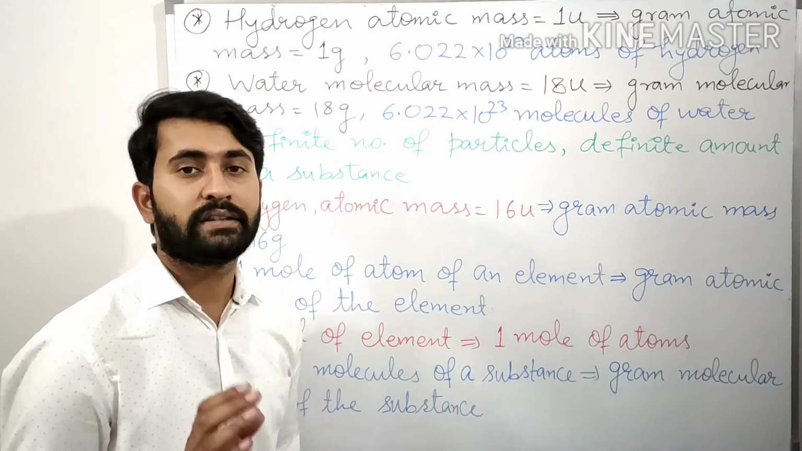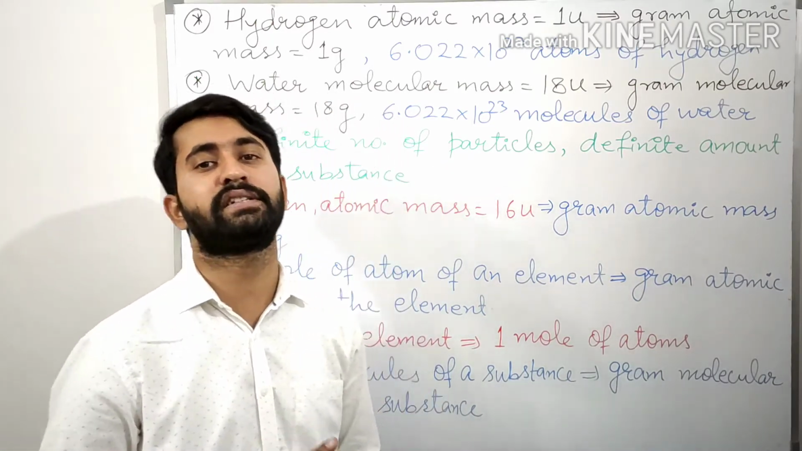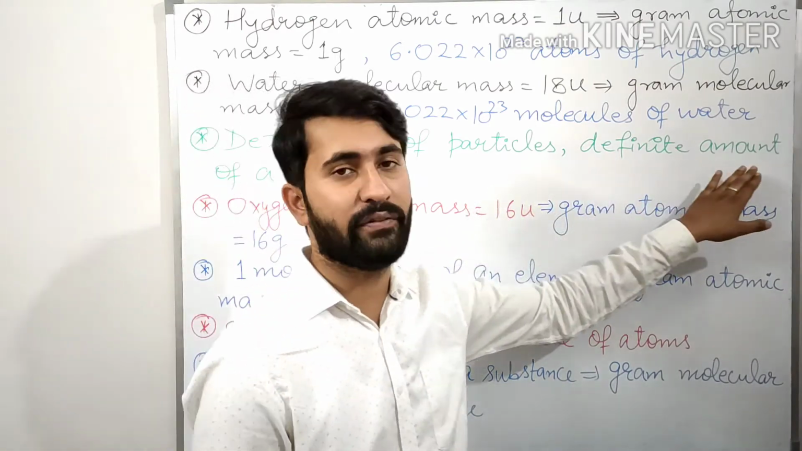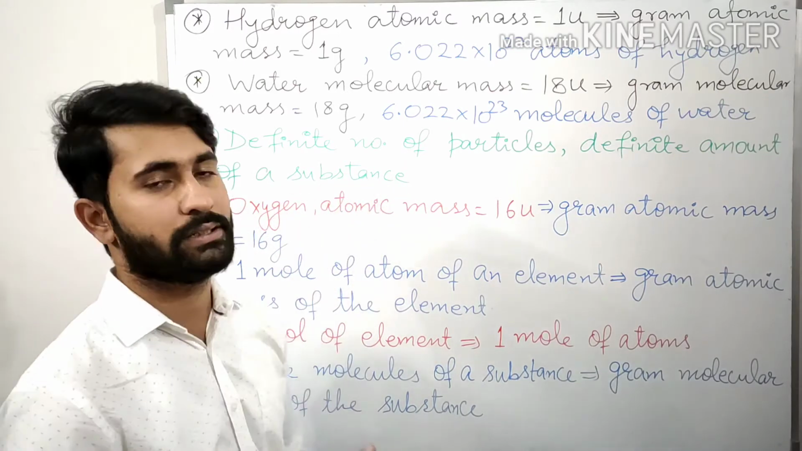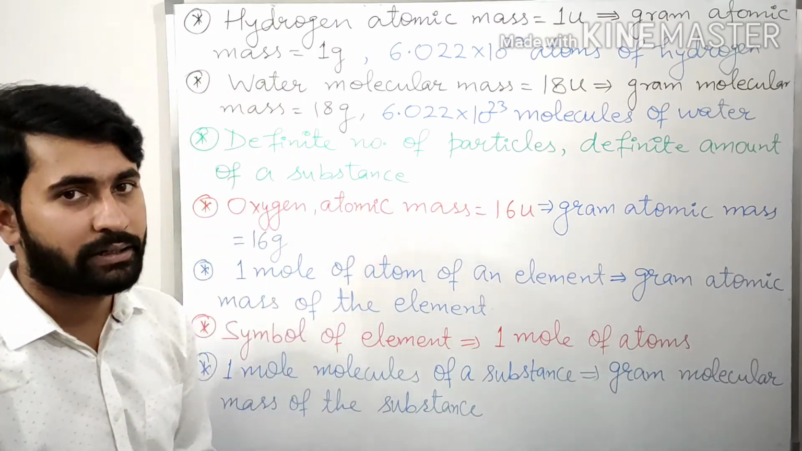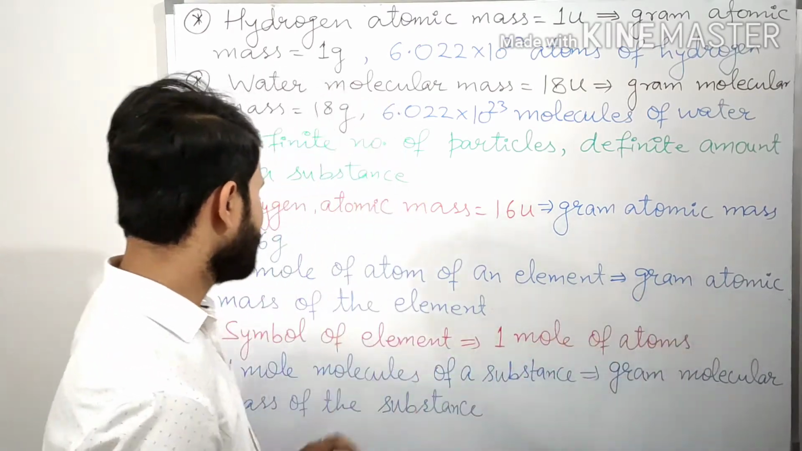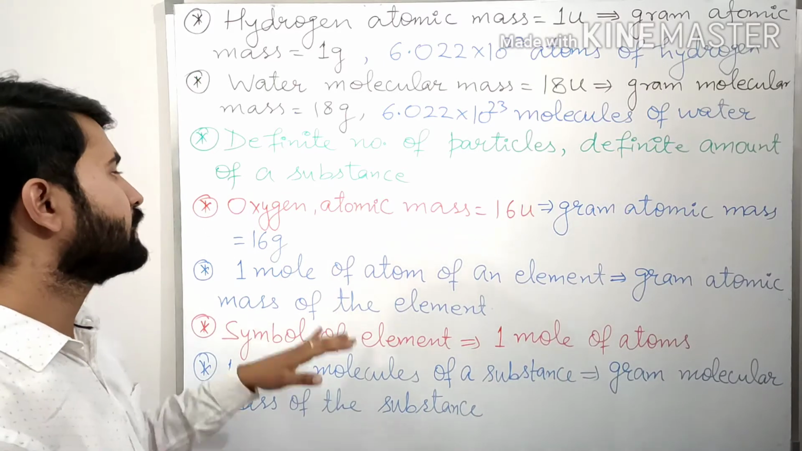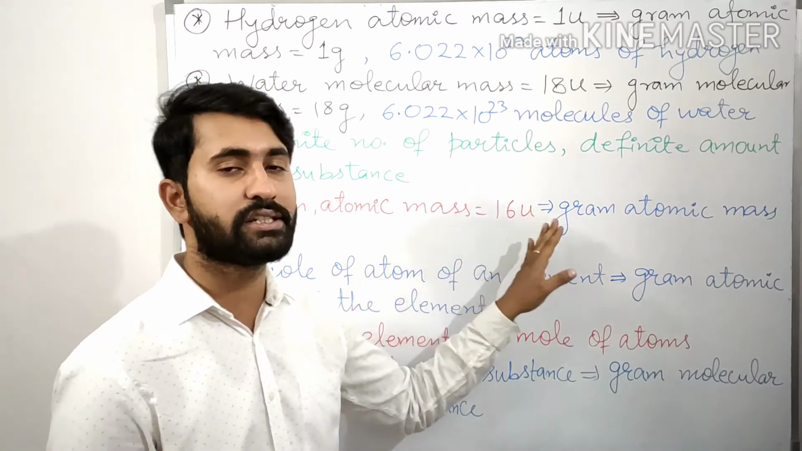The mole represents a definite number of particles of a substance. Along with that, it also represents a definite amount, or we can say a fixed mass of a substance. Now the 1 mole of atom of an element, it is having a mass equal to the gram atomic mass of the element. Like for example, we know that the oxygen is having an atomic mass of 16 u.